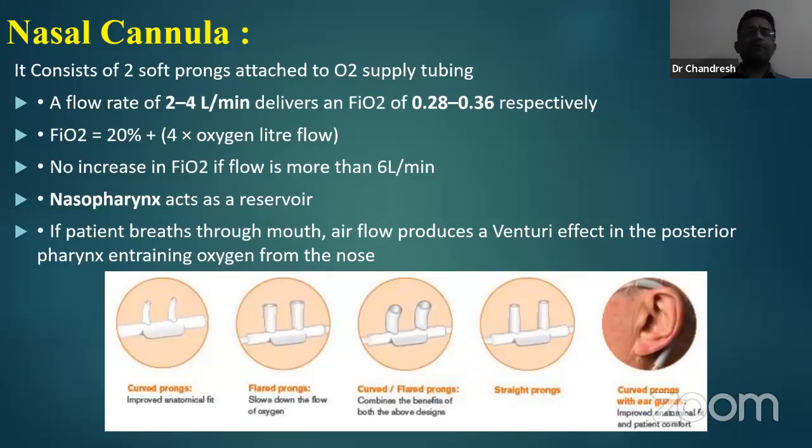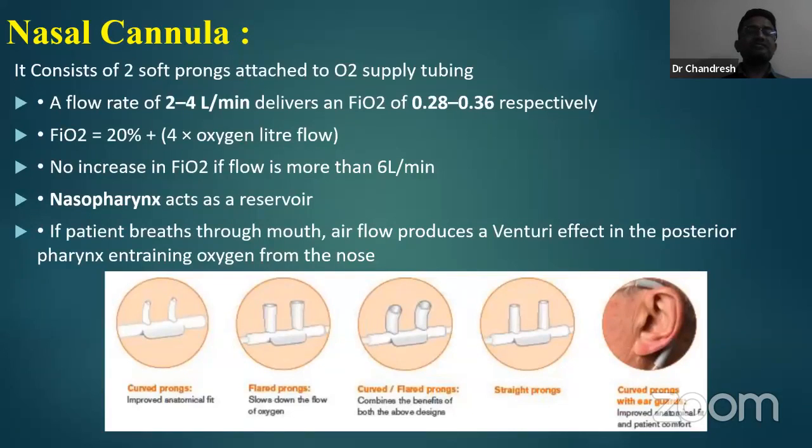And here is a simple way of calculation. We are breathing at 21%; consider we are breathing at 20% FiO2, and each liter will give an extra 4%. So if a person is receiving 1 liter, you should consider FiO2 to be 24%. If the person is breathing at 2 liters, the patient is breathing at 28% FiO2. So remember this golden rule: 1 liter equals an extra 4% of FiO2. And there will be no increase in FiO2 if you increase the flow beyond 6 liters.